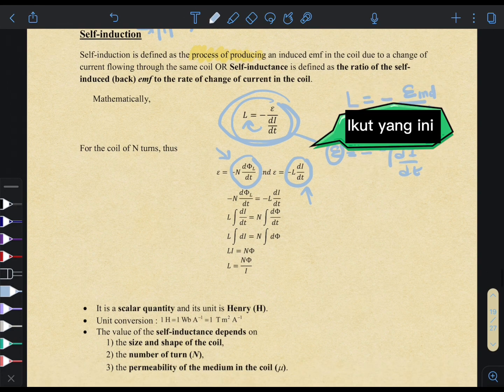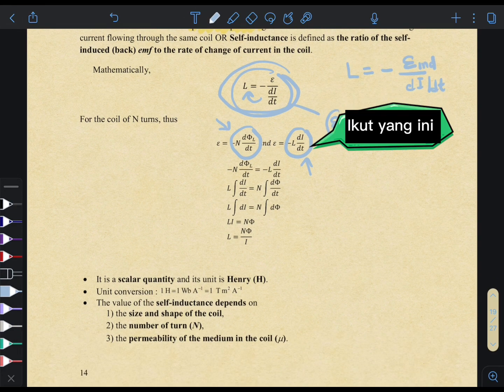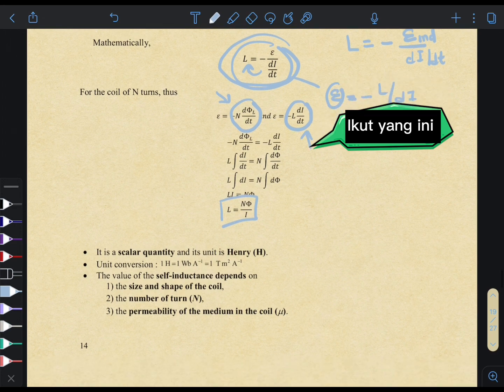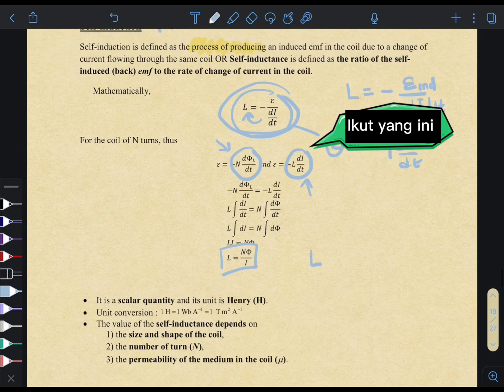Okay, so when you equate these two, sebab dua-dua membawa maksud yang sama, you're going to get L is equals to N flux over I. L is equals to N flux over I dekat sini. Okay, L ini adalah self-inductance. Okay, L adalah self-inductance, N adalah number of turn, flux dekat sini, I adalah current.